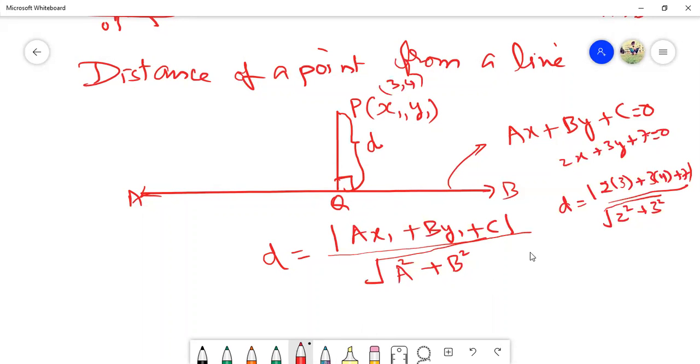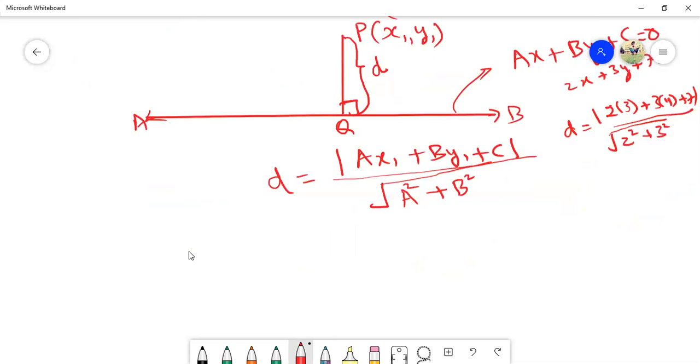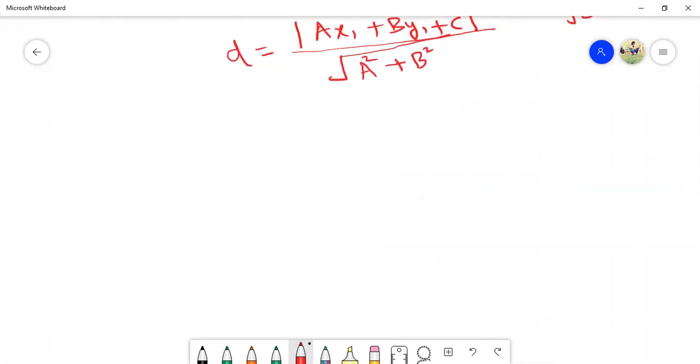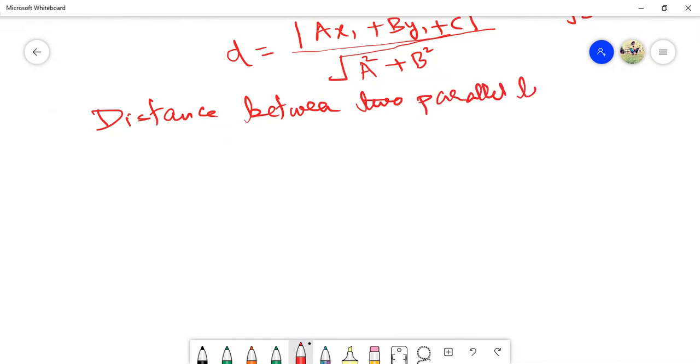Then how to find the distance between two parallel lines? This is the distance formula. It will be used to find the distance between two parallel lines. So, the last formula, then the exercise we can start next time. Distance between two parallel lines.